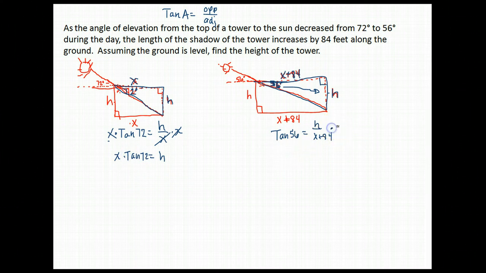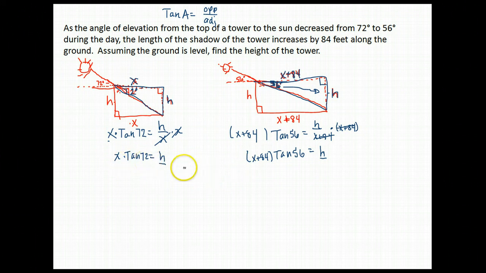Here, if I multiply both sides by x plus 84, the denominator, that will clear the denominator, and whatever I do on one side, I have to also do on the other. Okay, so here I'm left with x plus 84 times the tangent of 56. All right, notice I have h equals and h equals. This is equal to h and this is equal to h, therefore they must be equal to one another. My next step is going to be to set those two values equal to each other.